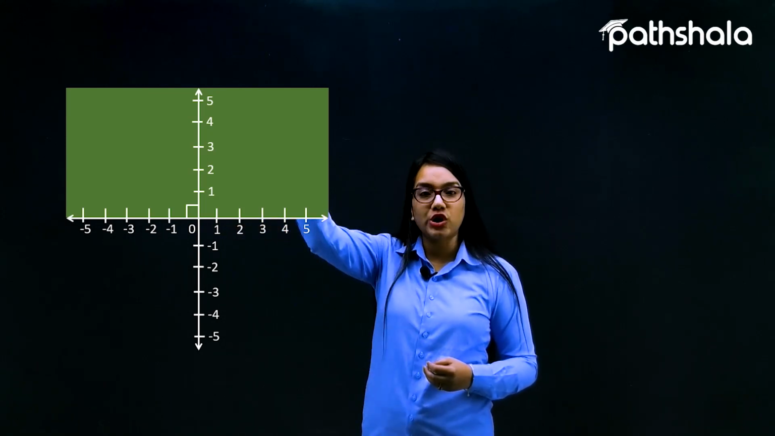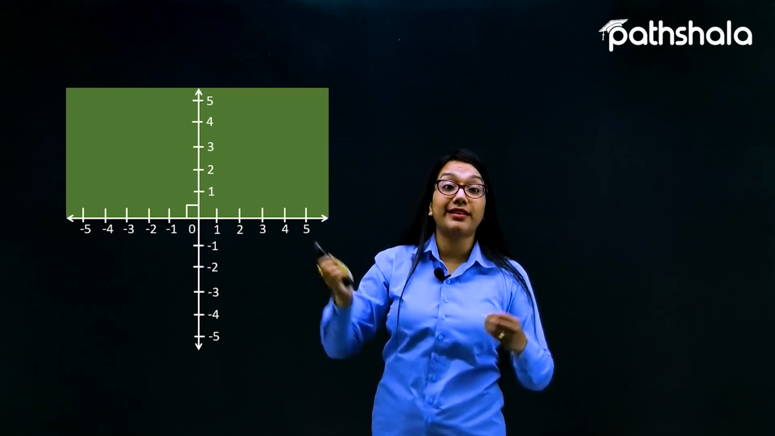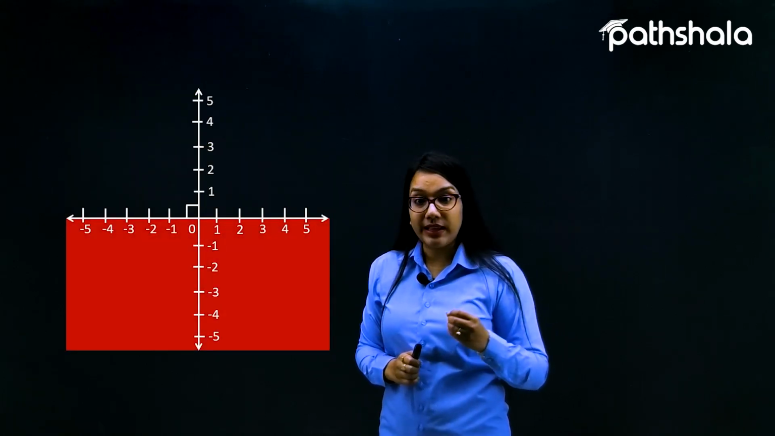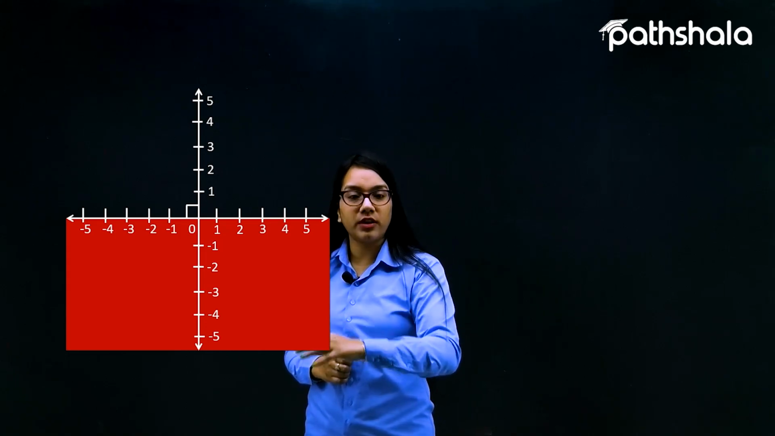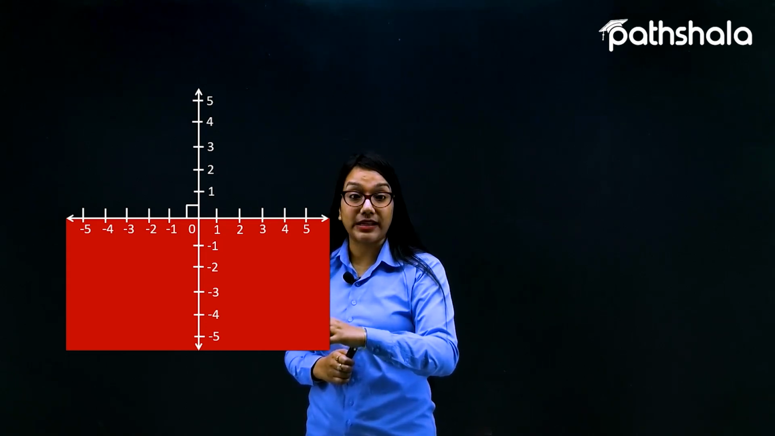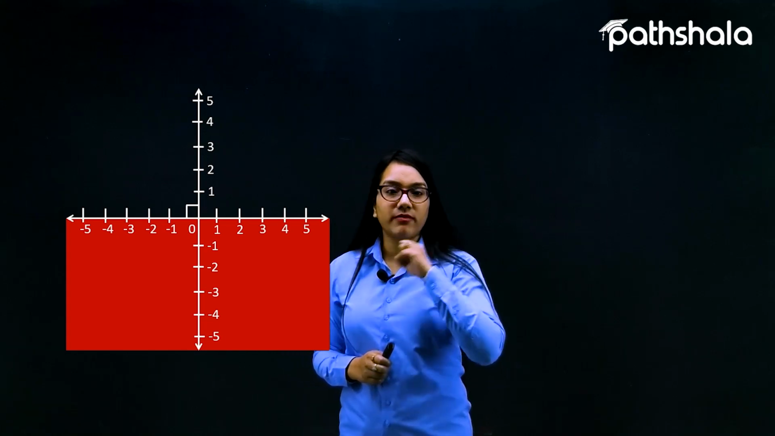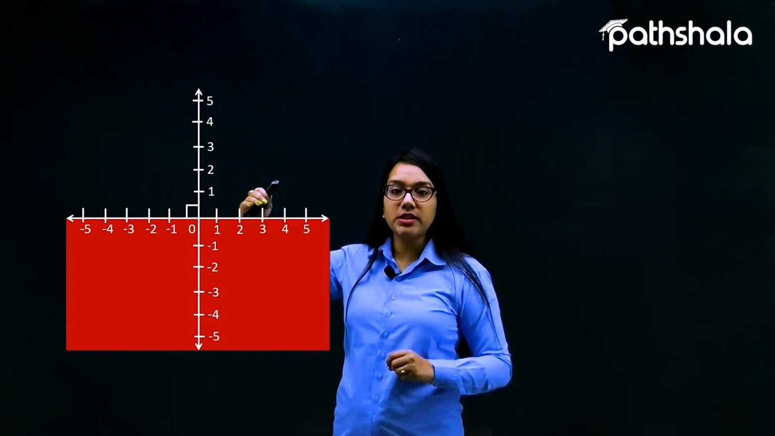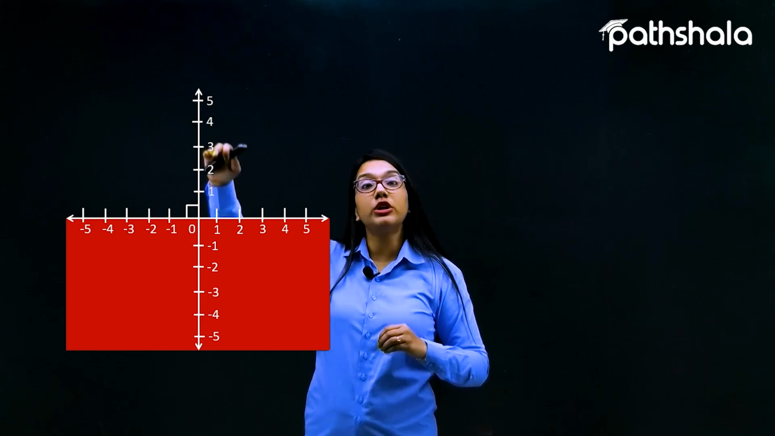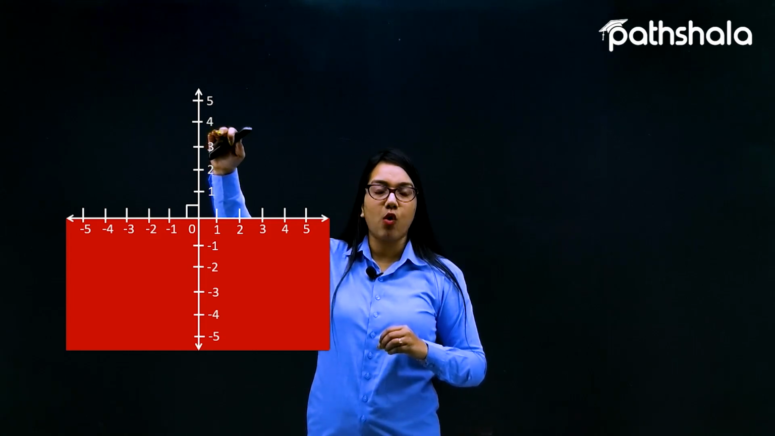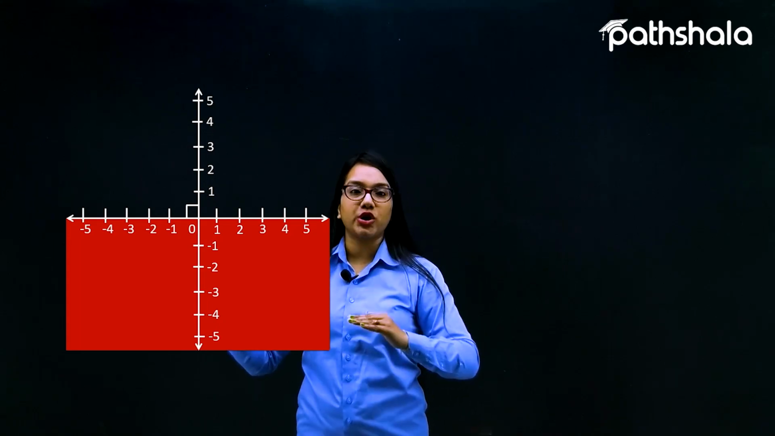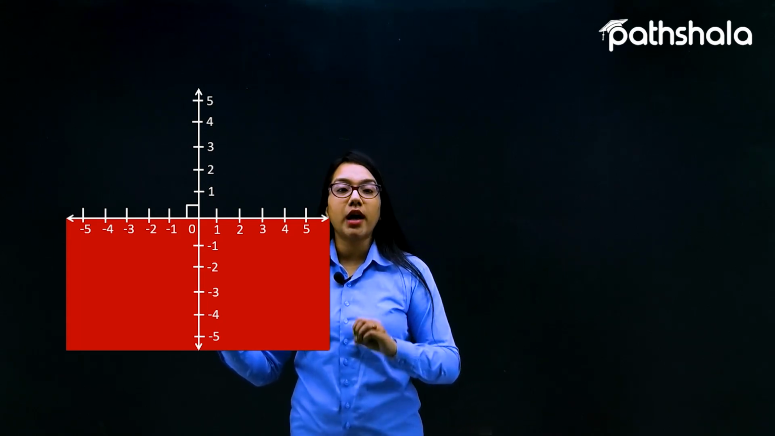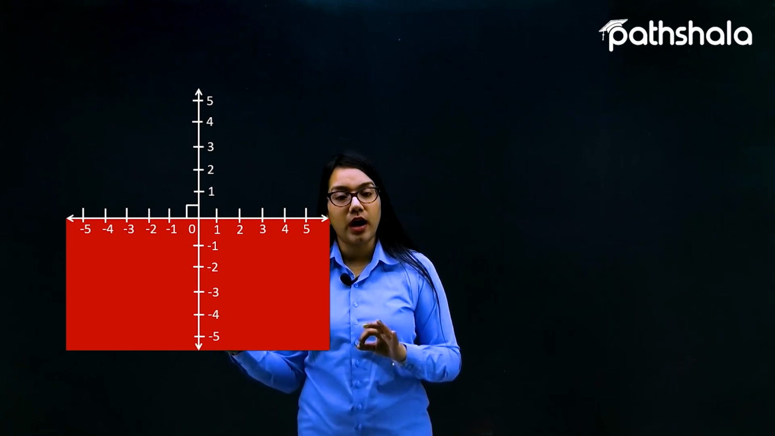So all this section involves numbers that are positive. Similarly, the numbers that are in the downward direction on the y-axis, we are basically talking about the y-axis only. The numbers in the upward direction of the y-axis are all positive, but the numbers in the downward direction of the y-axis are all negative.